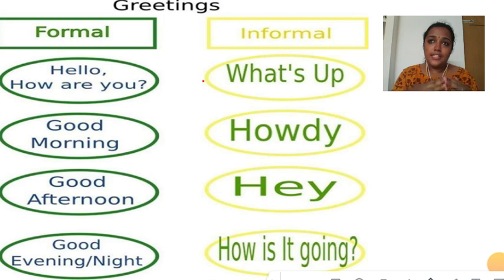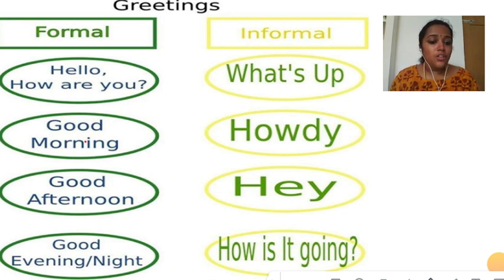It is not the same manner in which we greet in formal as well as informal situations. So now let us discuss the different ways of greeting in a formal situation. If it is a formal situation, how do you greet a person at first? Hello, how are you? That is the first way to greet a person in a formal situation.